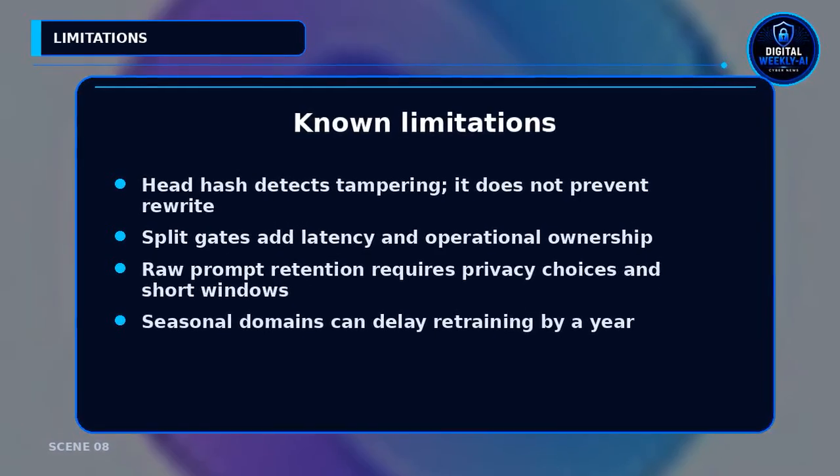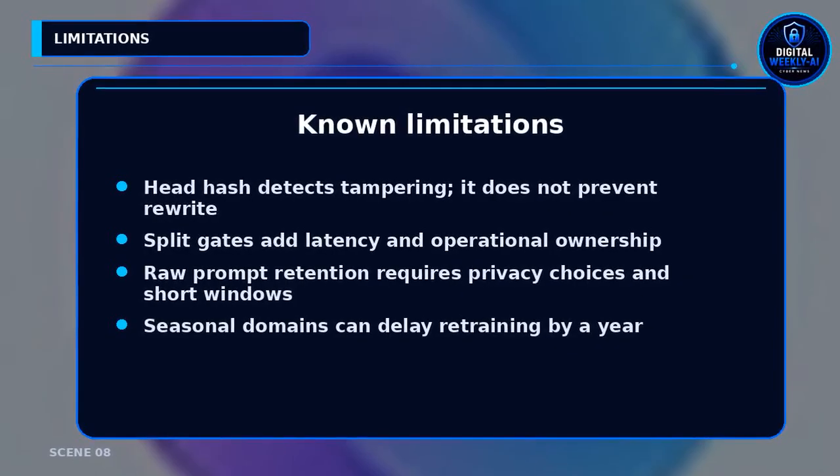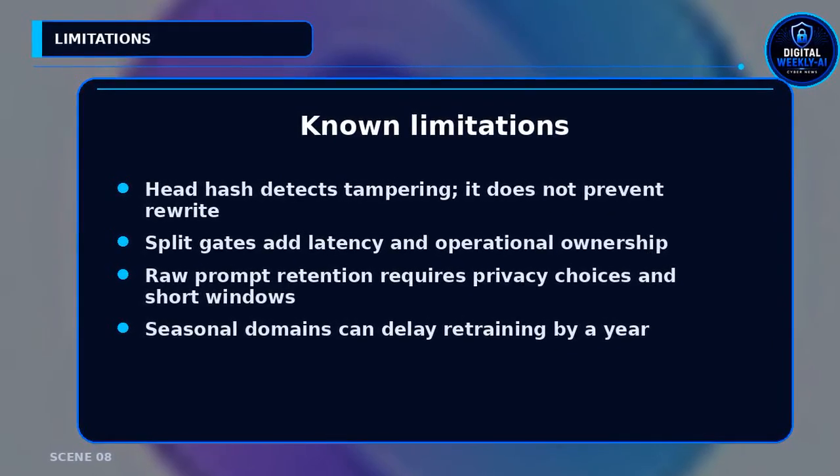Limitations and trade-offs. Structured records reduce sensitivity but complicate debugging unless you keep source references. Publishing a head hash detects tampering but does not prevent a rewrite. Admission gates and split architectures add hops and latency. They can be unsuitable when milliseconds matter. Prop shape detectors require careful privacy decisions. Keep raw prompts only short-term and logged. Agriculture is seasonal. A misconfigured fortnight can delay retraining by a year.